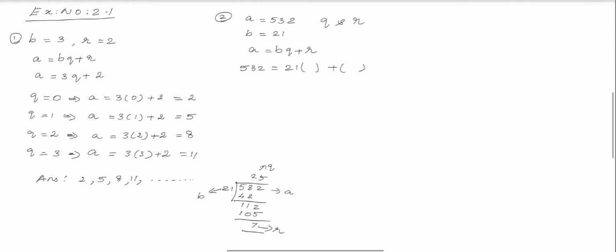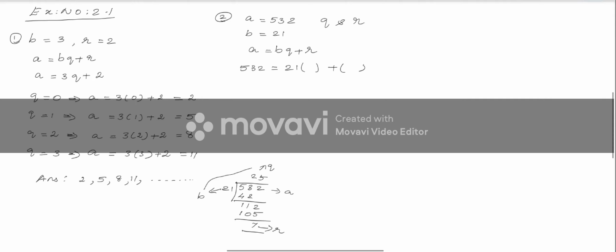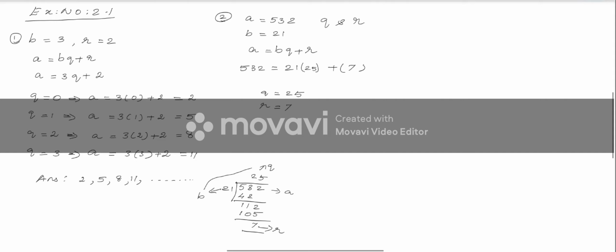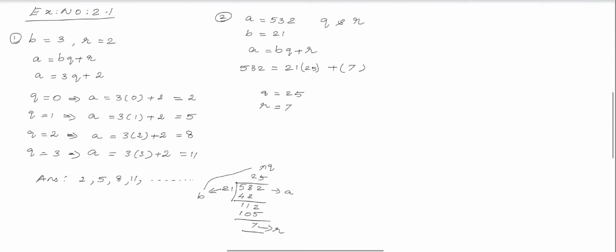So this is your A and this is your B and this is your Q and this is your R. Got it? Now can you fill this gap? B into Q. Q is 25 and what is your remainder? Remainder is 7. Yes? So here what do you say? Your quotient is 25 and your remainder is 7. Clear, girls? In solution, you have to write the number of completed rows is 25 and the number of flower pots left over is 7. Are you clear with me, ma?